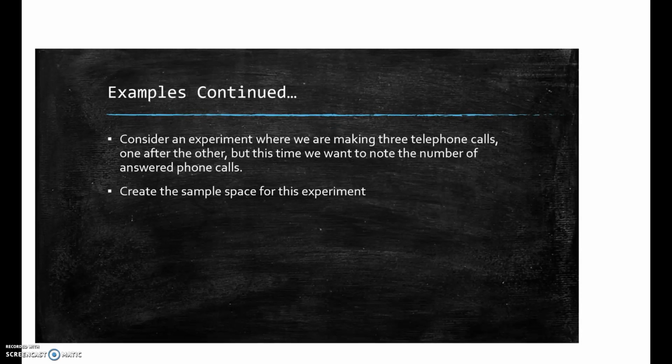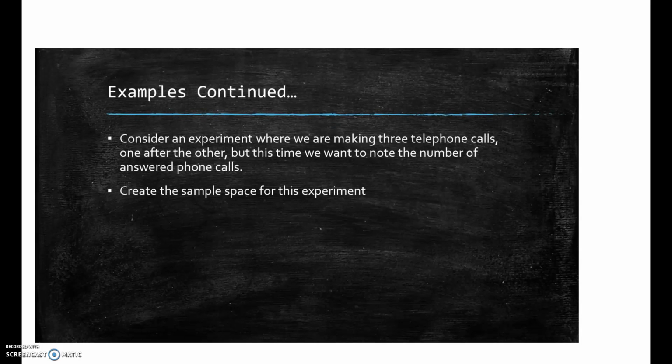Here's another example. How about we consider an experiment where we are making 3 phone calls, so like before, one after the other, but this time we want to note the number of answered phone calls. Just the number. I'm not interested in the order of answering or unanswering, whether or not they did. I'm just interested in the number of answered phone calls.